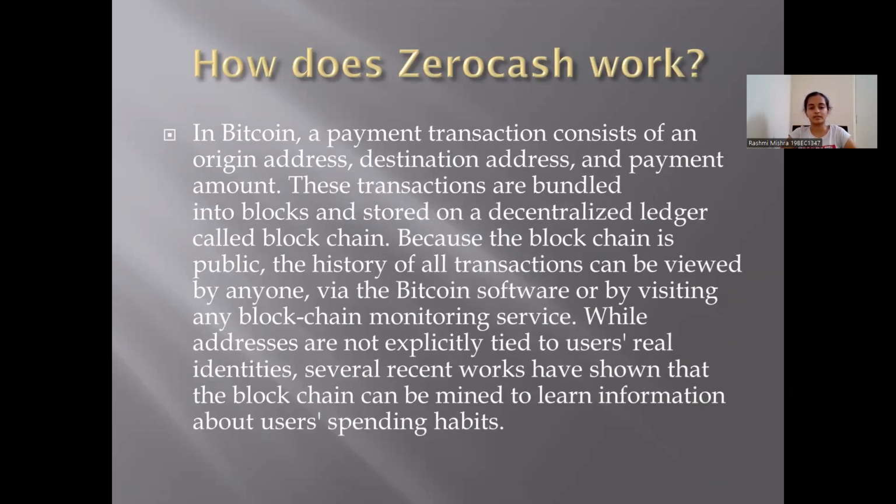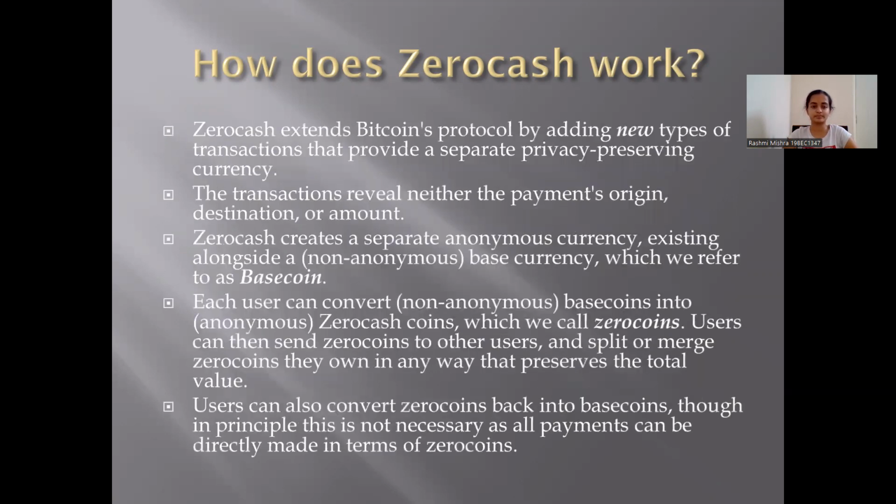In Bitcoin, we know that a payment transaction consists of an origin address, destination address, and payment amount. These transactions are bundled into blocks and stored on a decentralized ledger called the blockchain. Because the blockchain is public, the history of all transactions can be viewed by anyone via the Bitcoin software or by visiting any blockchain monitoring service. While addresses are not explicitly tied to users' real identities, several recent works have shown that the blockchain can be mined to learn information about users' spending habits.